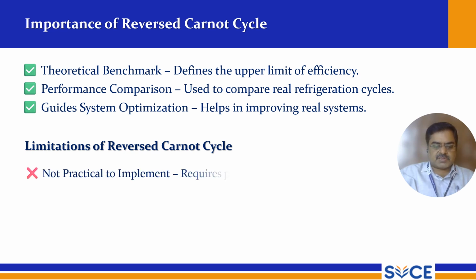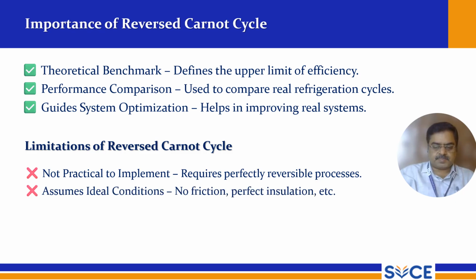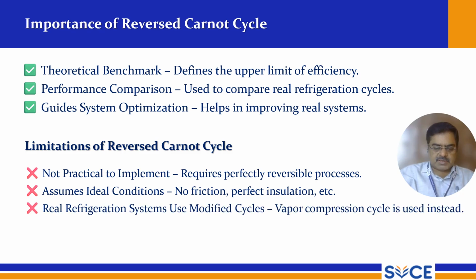Limitations of the reversed Carnot cycle: it is not practical to implement. We cannot implement it practically. It requires perfectly reversible processes, which are impossible in practice. It assumes ideal conditions, no friction, perfect insulation, everything. Real refrigeration systems use modified cycles. The vapor compression cycle is used instead. So these are the limitations of the reversed Carnot cycle.